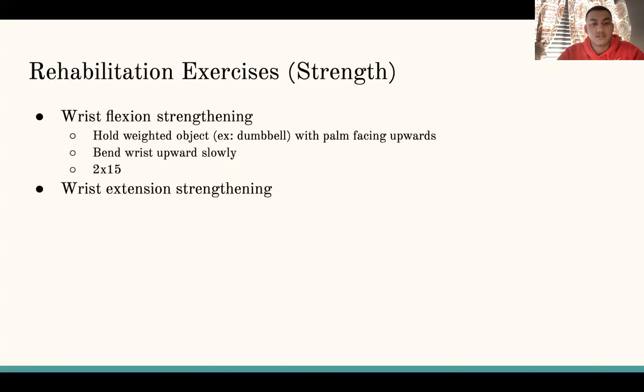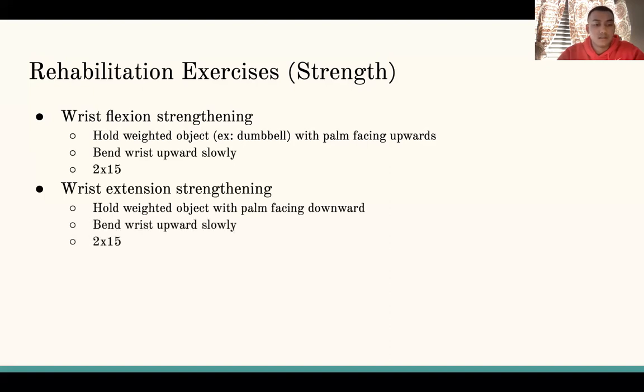For wrist extension strengthening, you're going to hold a weighted object again with the palm facing downward, then you're going to bend the wrist upward slowly, and repeat for 2 sets of 15.